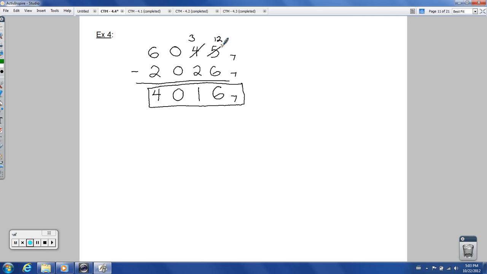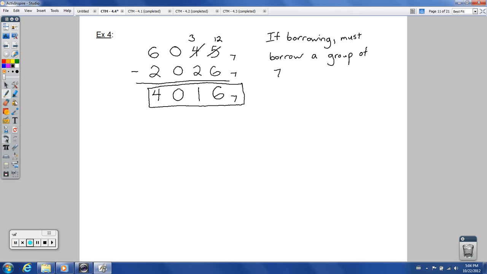Let's make a little note here, and we are going to do a check with each one of these, though. So if borrowing, write this note down off to the side. Very important to note this with subtraction. So you must borrow a group of 7. Let me write the 7 up there with that. A group of 7. I'll underline this here.